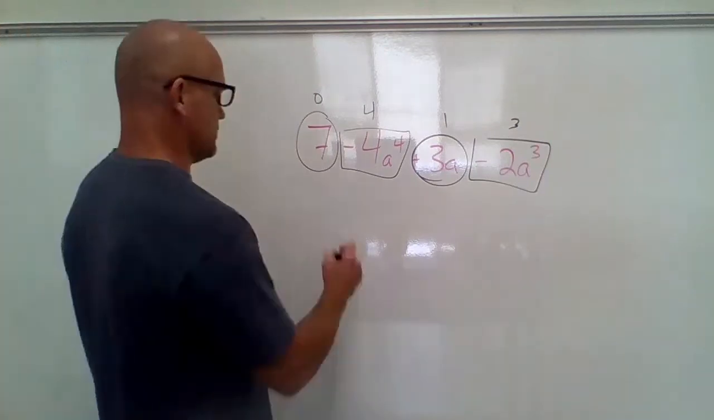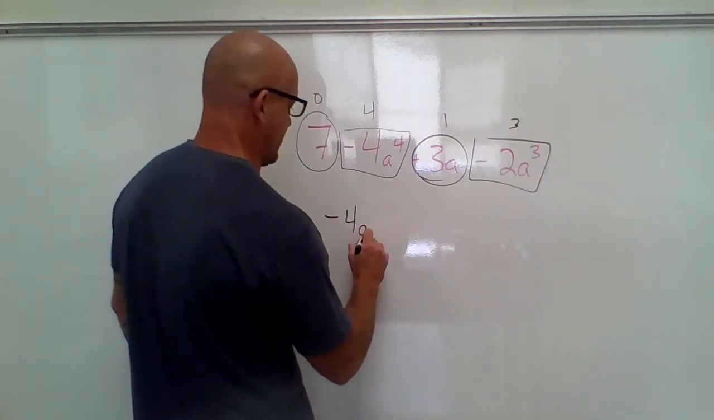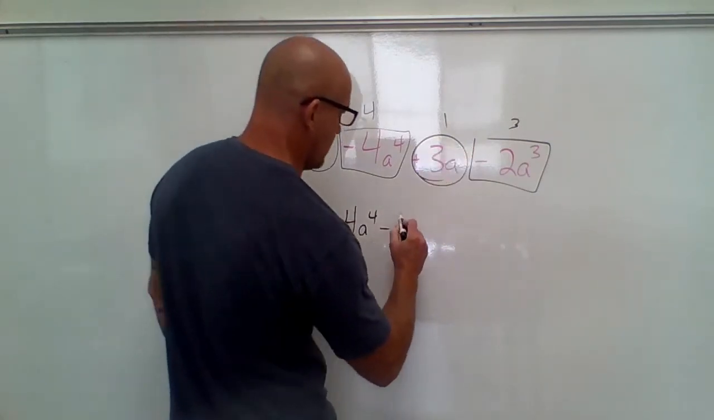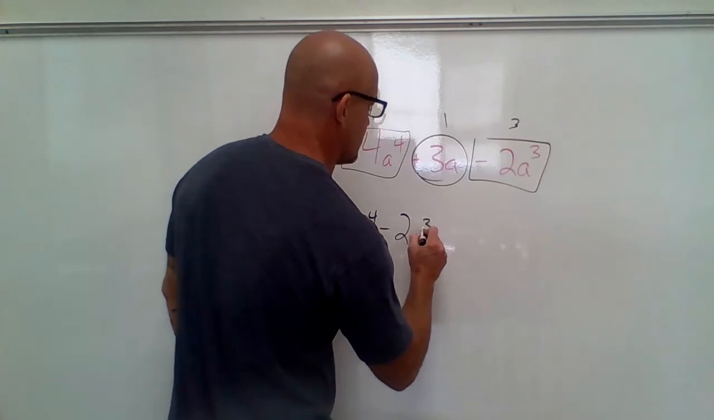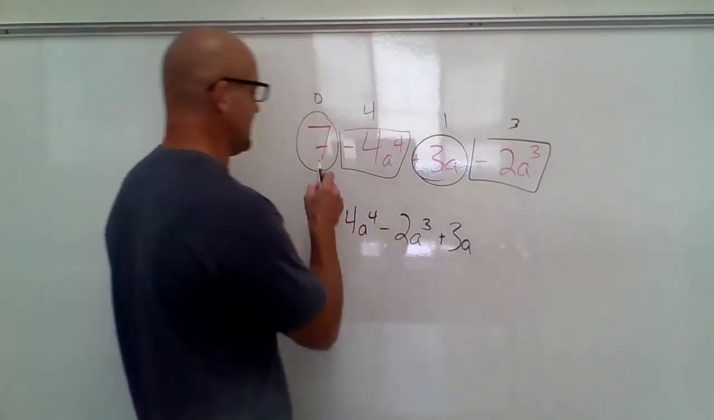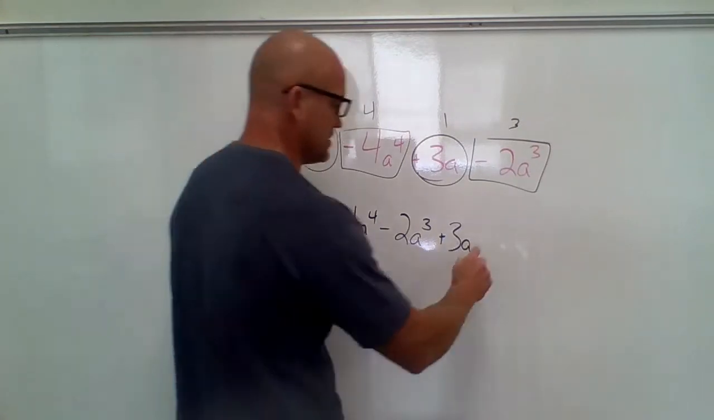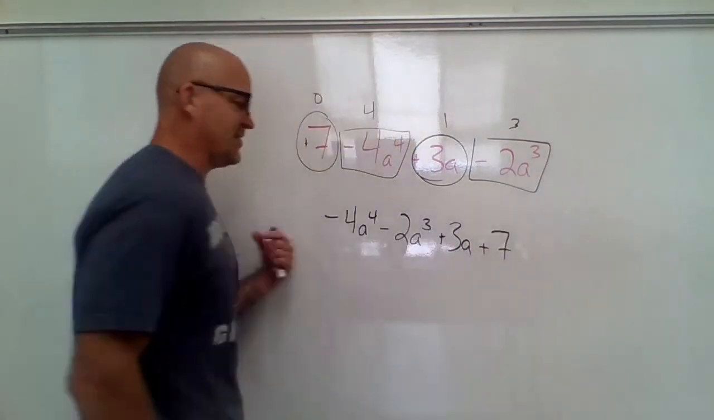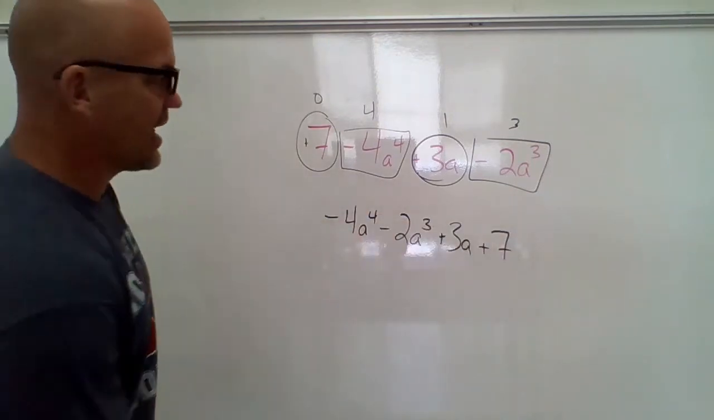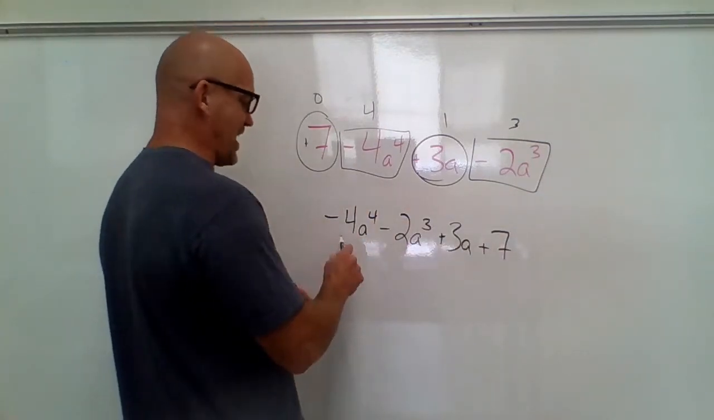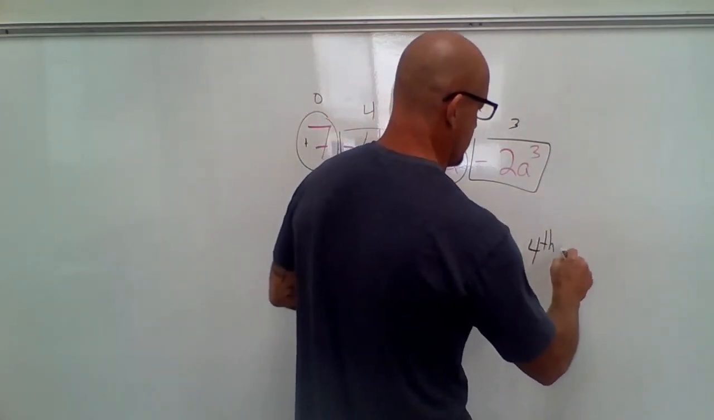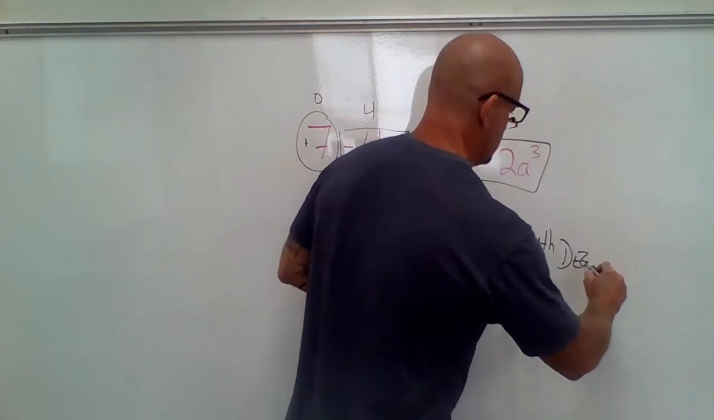4th degree term, negative 4a to the 4th. Notice the sign in front stayed. 3rd degree term, also minus 2a cubed. 1st degree, plus 3a, and then my constant, and of course that guy's positive, which means it's plus 7. I now have this in standard form: 4, 3, 1, 0, degrees descend. And it has a highest term of 4th degree, which means the polynomial is a 4th degree polynomial.